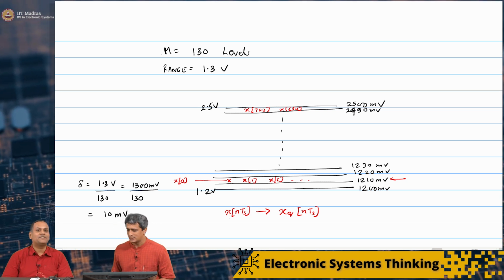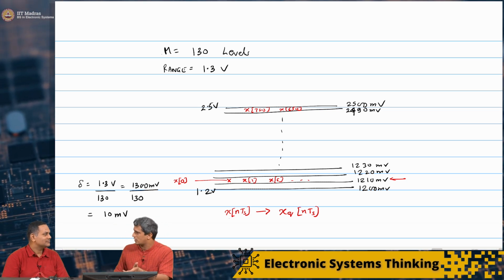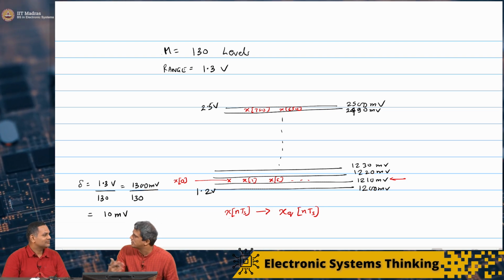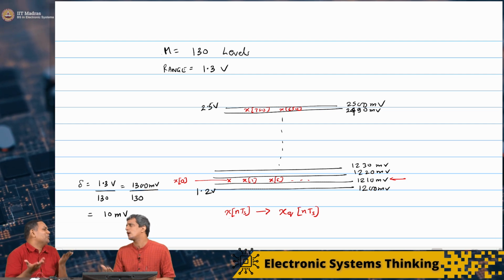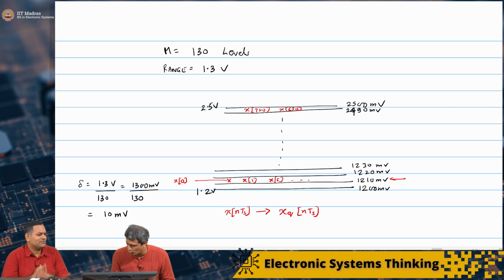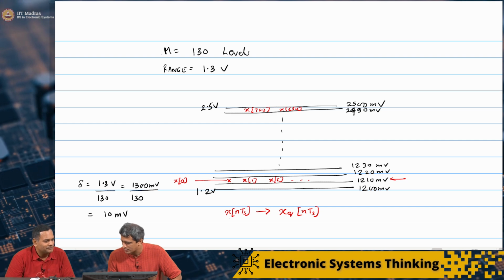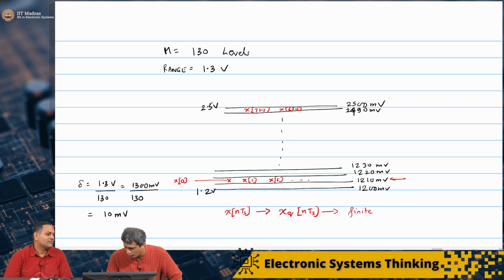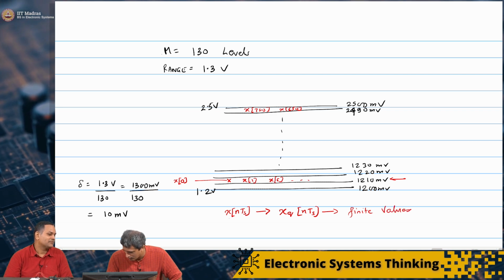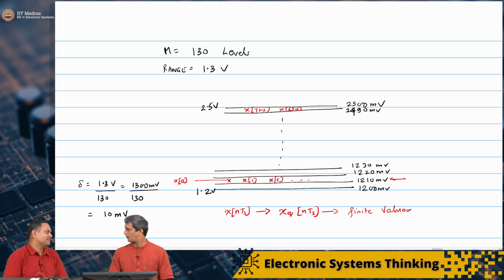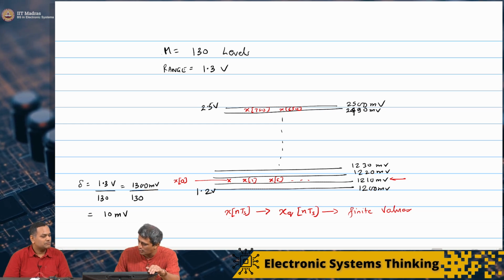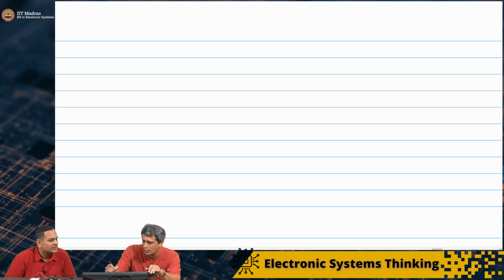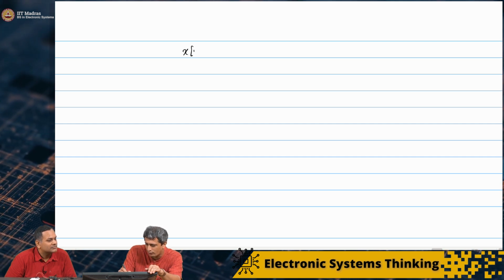Understood. Perfect. And going back to the intuition you gave on the time: if you do enough number of bins, you are closer to the real value, and the error will be very small. Exactly. So therefore, the xq of nTs are now finite values. Understood.